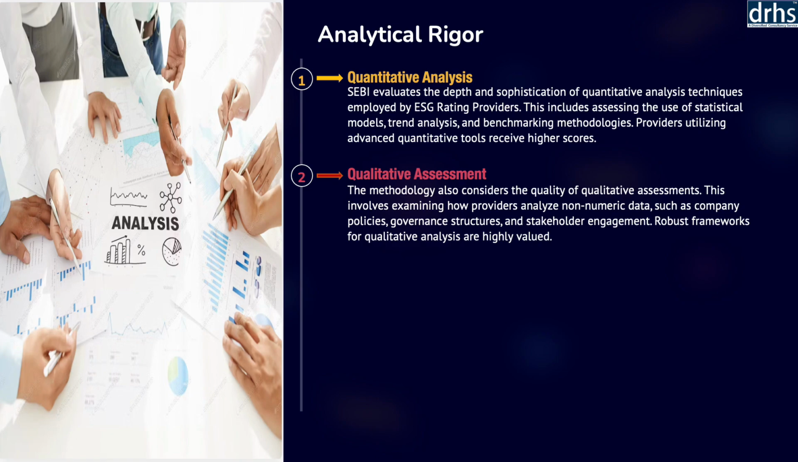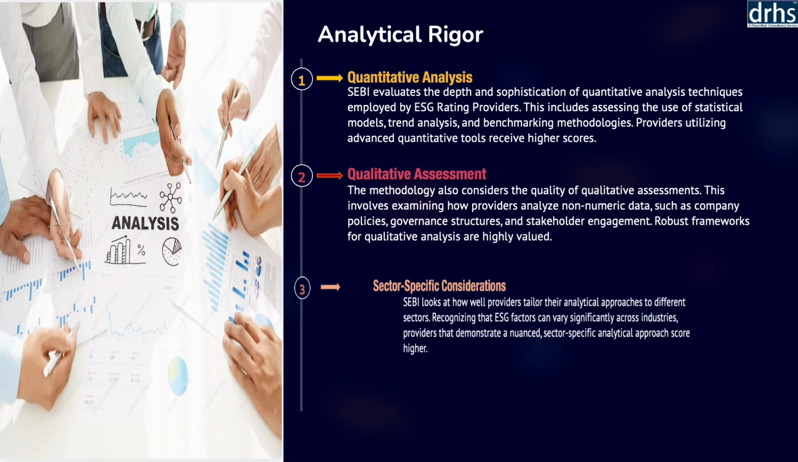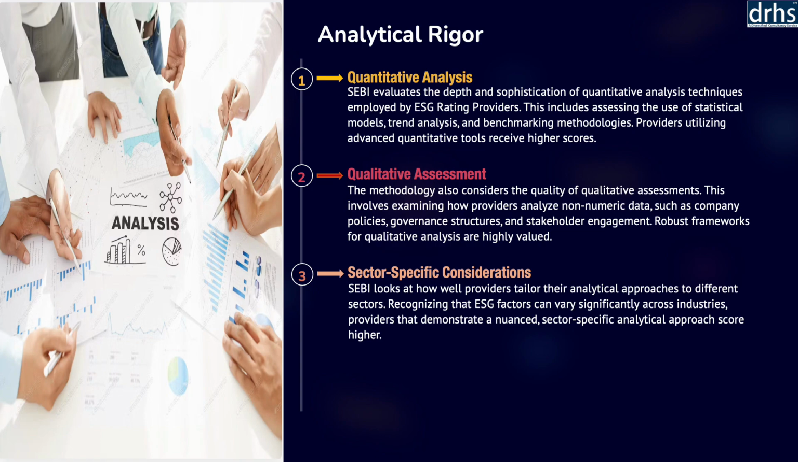Further, SEBI's ESG rating system incorporates sector-specific considerations by identifying material ESG issues unique to each industry, adjusting weighting for sector-relevant factors, developing industry-specific metrics and KPIs, considering the sector-specific regulatory environment, and analyzing industry-specific environmental, social, and governance impact.